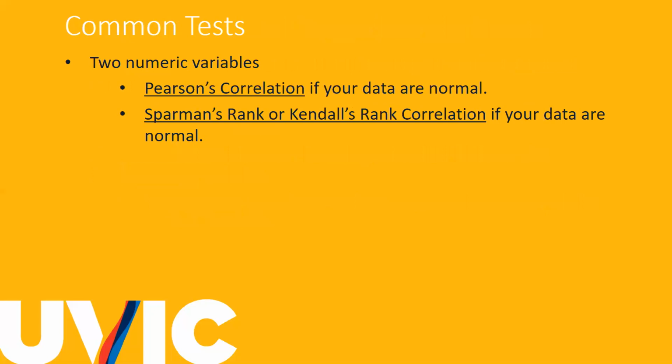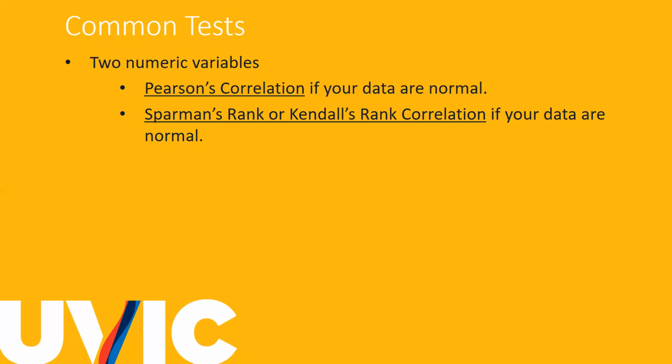And so let's talk through a few of those common tests. So if you've got two numeric variables, say you're looking at white blood cell count, and you're wondering, well, is that associated with the number of cigarettes smoked in the past week? So you've got two numeric variables, both of them. Blood cell count is a count of cells.